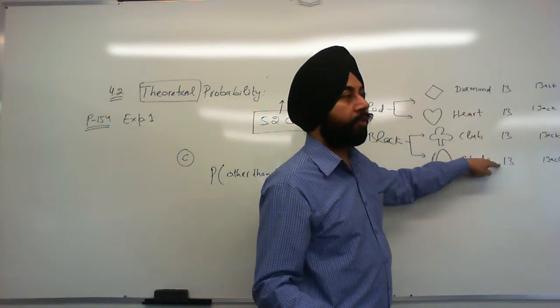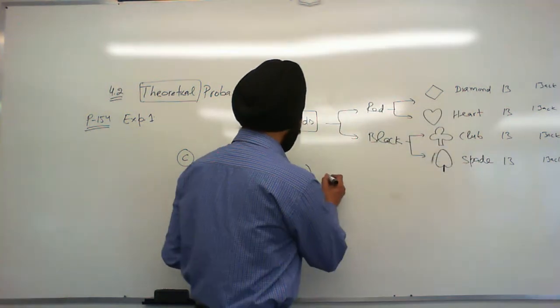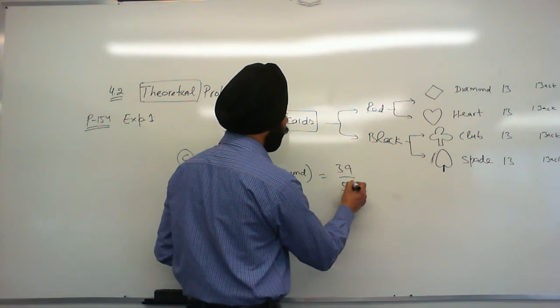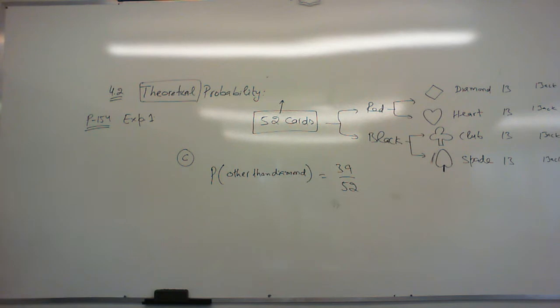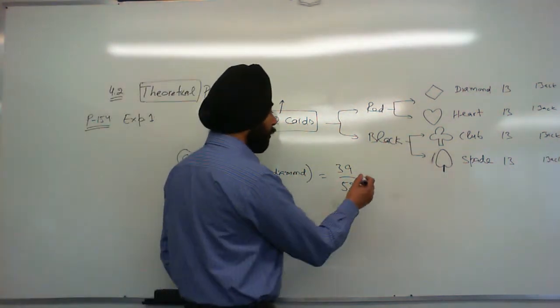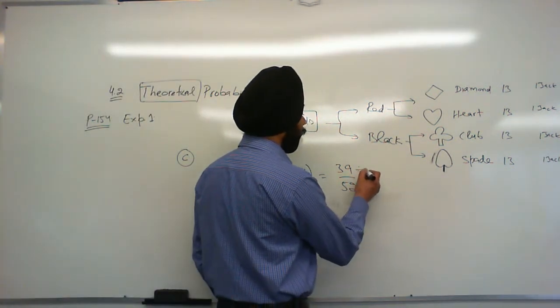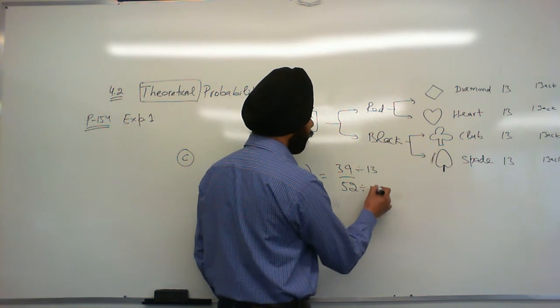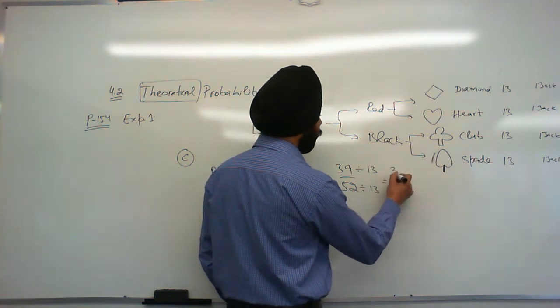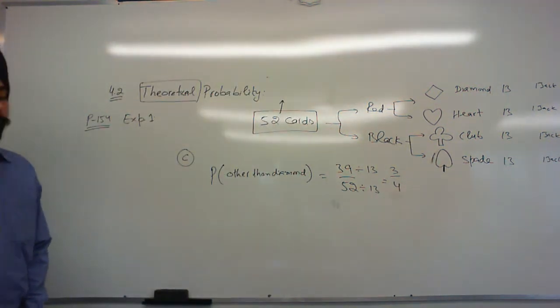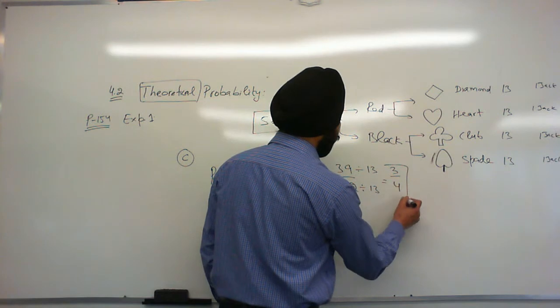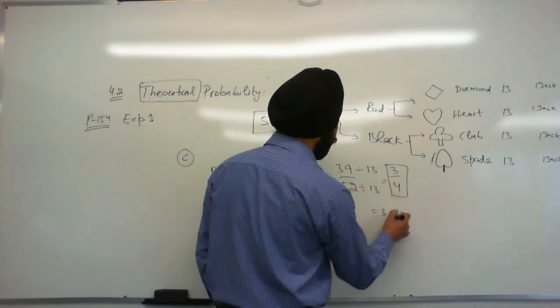13 times 3, 39. So that will be 39 divided by 52. This is the probability that the randomly drawn card is not a diamond. 39 divided by 52. And then you can simplify it. You can divide this by 13, this by 13. This will give you 3 out of 4. So your answer will be 3 divided by 4. It can be 3 out of 4.